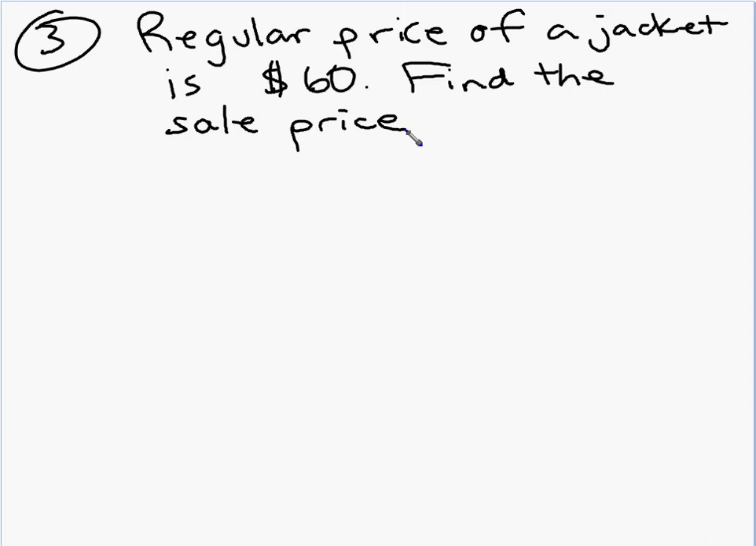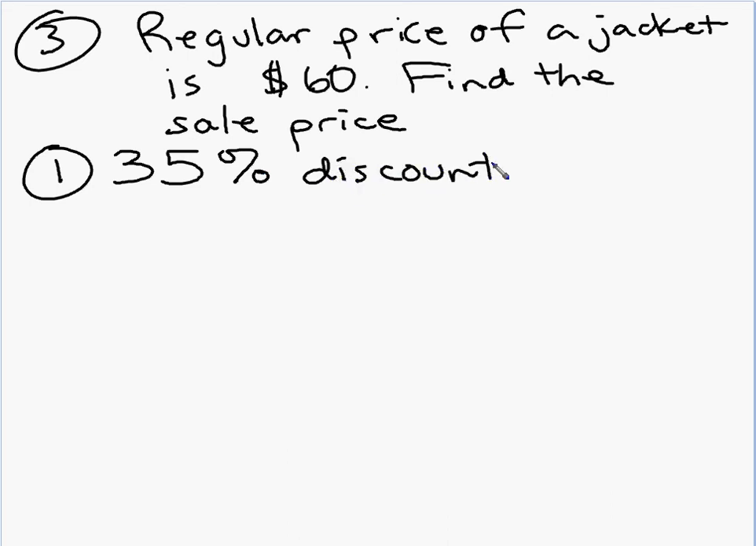The regular price of a jacket is $60. Find the sale price if there is a 35% discount. Yay for me. I get to save money on the jacket that I want. Because if it's a discount, isn't the price going to go down? The price is going to go down by 35%.